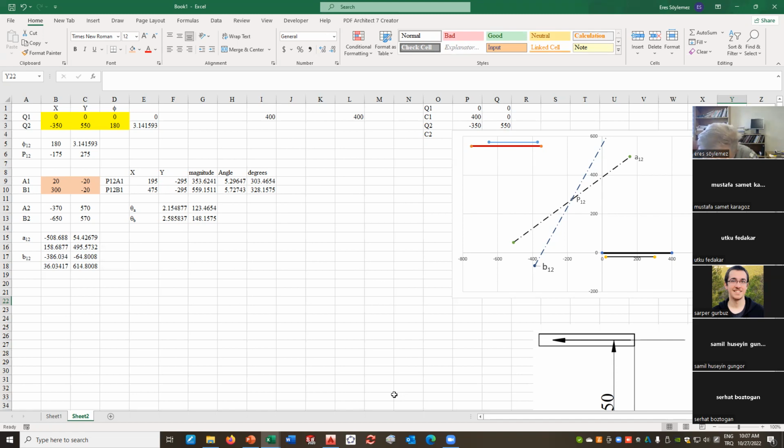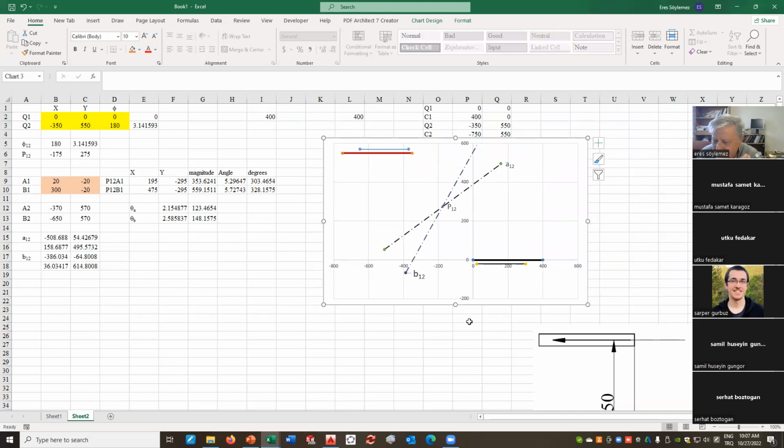Oh, you mean infinite lengths? In Excel, I have to have a finite length. You see, I can change this to, if you want, 10,000, and you'll see within the drawing, it will be infinite.